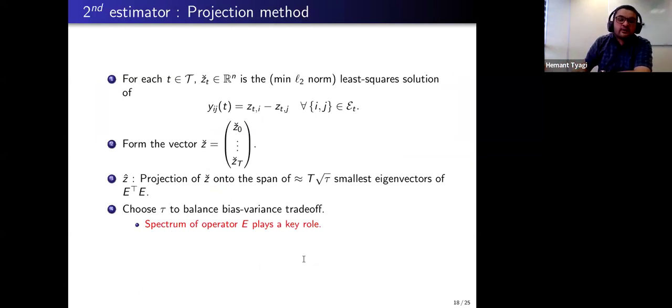So indeed, to incorporate that, if you solve locally this least squares problem and you stack your solutions, then it's very natural to just project them onto the span of the smallest eigenvectors of E transpose E. But how many eigenvectors should you take when you project them? You need the bias variance trade-off, right? So it turns out that if you project onto the T square root tau smallest eigenvectors, then it's the right thing to do. And then it remains to choose tau to balance the bias variance trade-off, which will happen later. So again, in the analysis, the spectrum of this operator E plays a key role, in particular the spectrum of this Laplacian of the path graph.